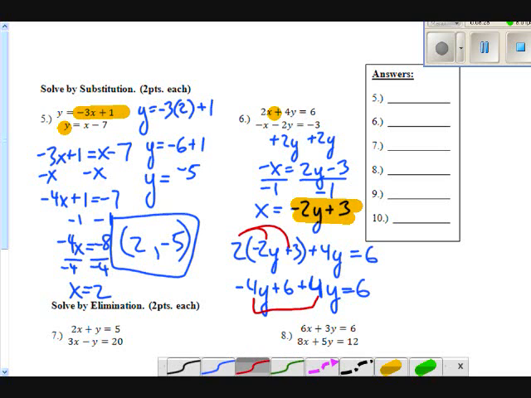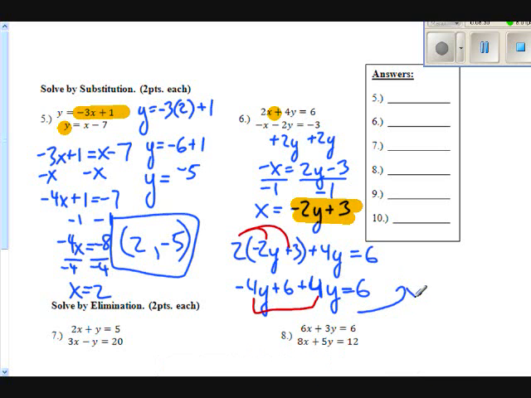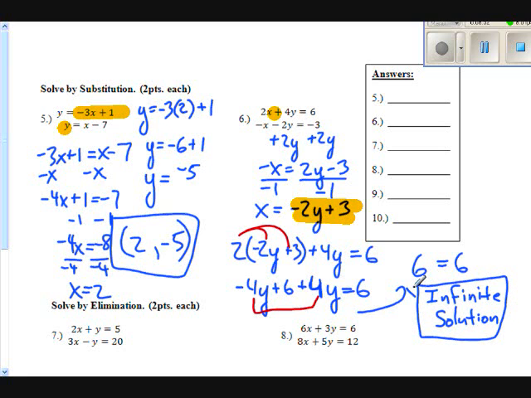I'm going to rewrite that over here. So that would give me, well, when I add those together, it's 0, so I'm just left with a 6. So I get 6 equals 6, and that's a true story. 6 does equal 6. So what I'm going to say here is this is infinite solutions. And again, it's not all real numbers, because it can't just be anything. Okay, it's still very specific ordered pairs, but there's an infinite number of them.